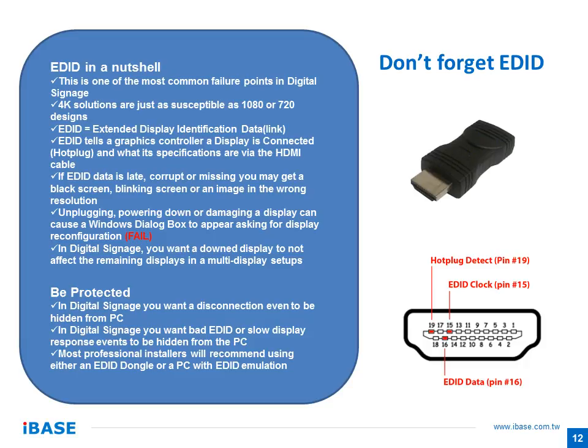Now, finally, I want to talk about something called Electronic Display ID, or EDID. This is one of the most common failure points of any digital signage deployment, whether it's 4K or not. You'll be surprised. About half of the problems that I heard of in the field have something related to EDID or are directly caused by EDID.